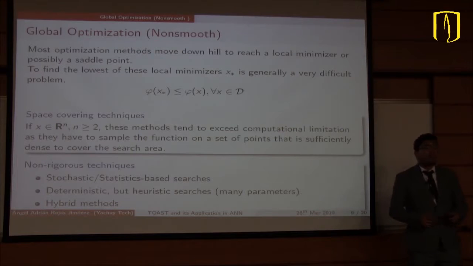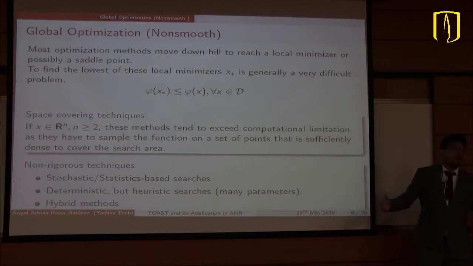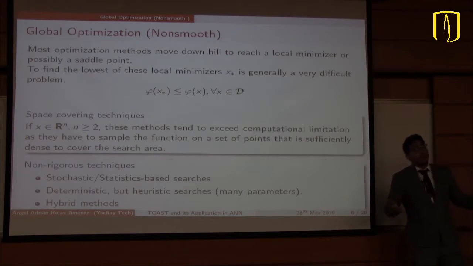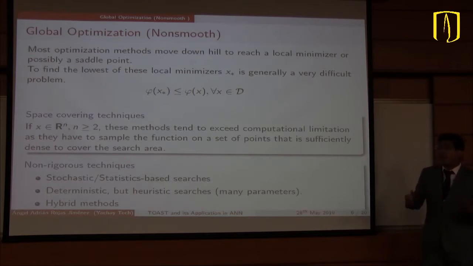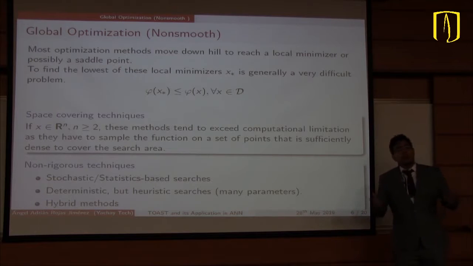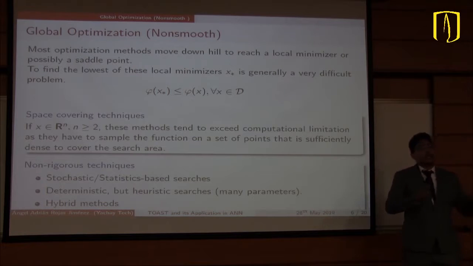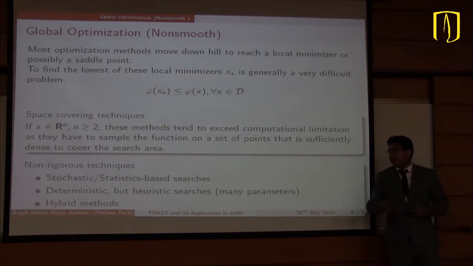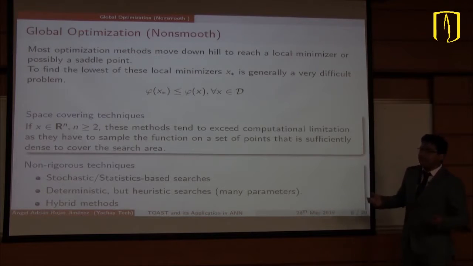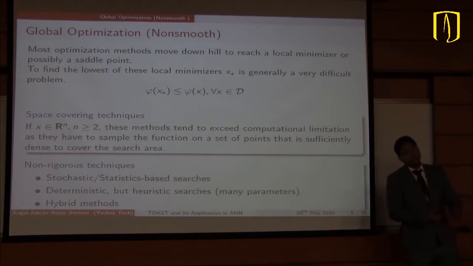One of them is space covering, that is kind of deterministic because it looks in the whole domain of the objective function for where the minimum is. But computationally, this is pretty costly because it exceeds the computational limitation, and the difficulty is also due to the density of the domain. The other techniques are non-rigorous. That is, they use some stochastic and statistic functions in order to search for the minima. And the other is deterministic but heuristic searches. That is, the trajectory is calculated by a deterministic model, like an equation.